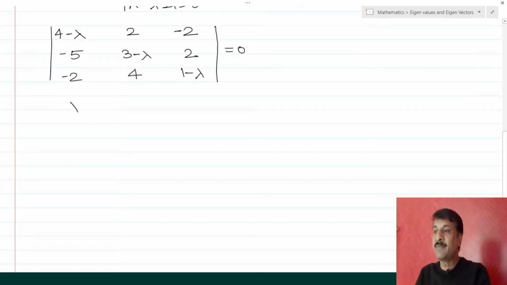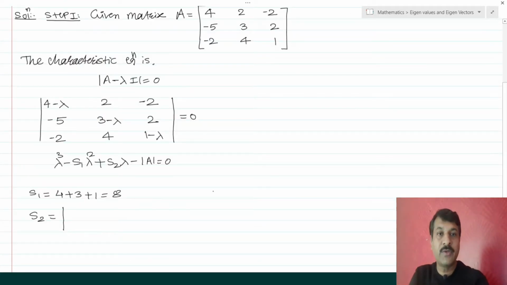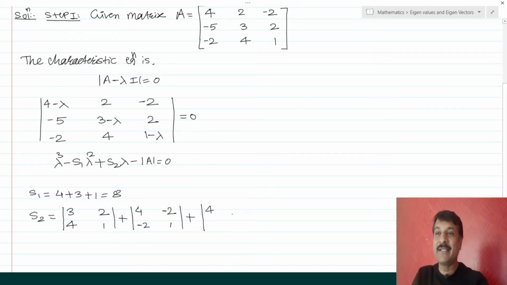As we know, the direct formula is lambda cube minus S1 lambda square plus S2 lambda minus determinant of A equal to 0. So you find S1, the addition of the diagonal elements 4 plus 3 plus 1 of matrix A, it is 8. Check there. So S2 equals the sum of minors of diagonal elements. Here the first diagonal element is 4, so delete this row and this column, and the determinant is 3, 2, 4, 1. Similarly, find the minors of 3 and 1. So here 3, 2, 4, 1, first determinant, plus the minor of the second diagonal element 3, it is 4, minus 2, minus 2, and 1. Now the minor of the third element 1 is the determinant of 4, 2, and minus 5, 3.